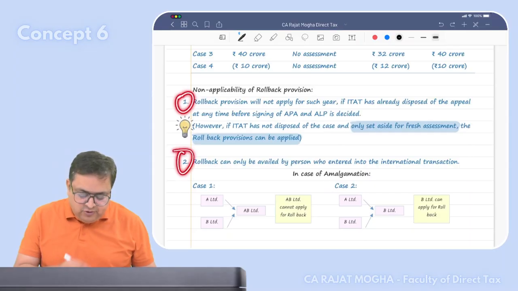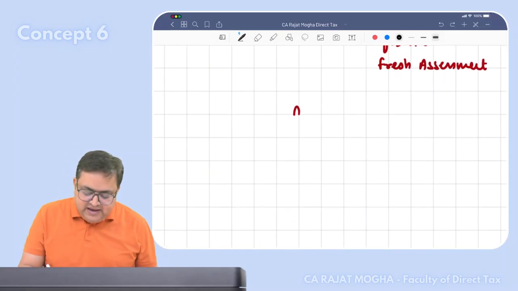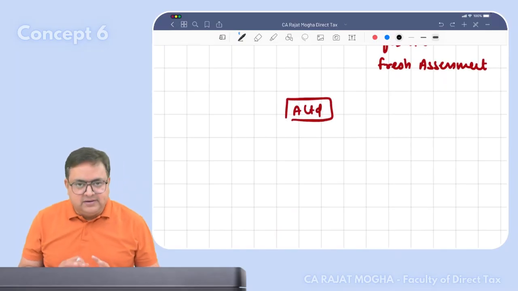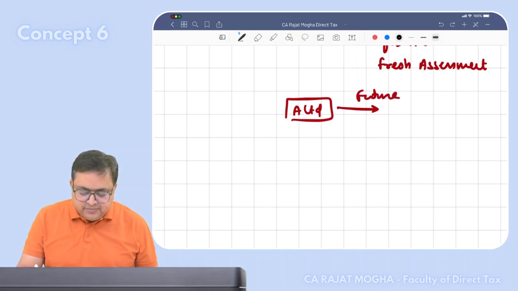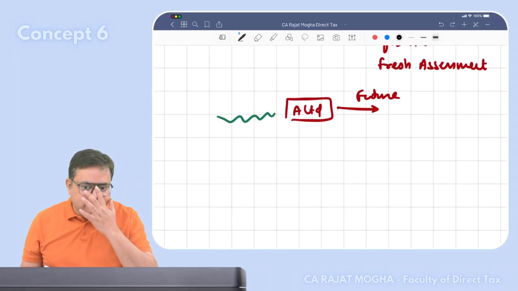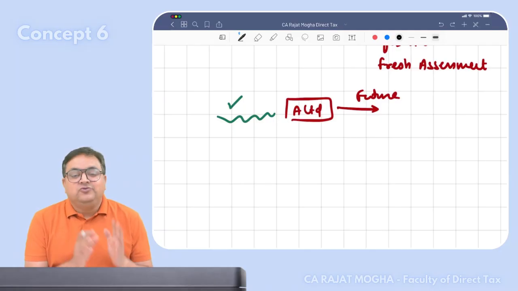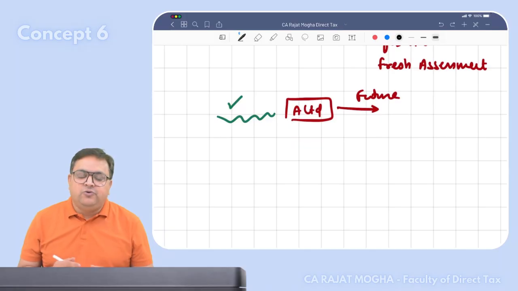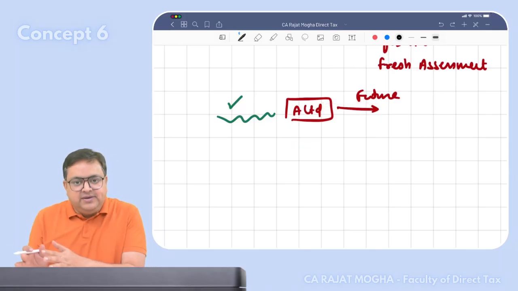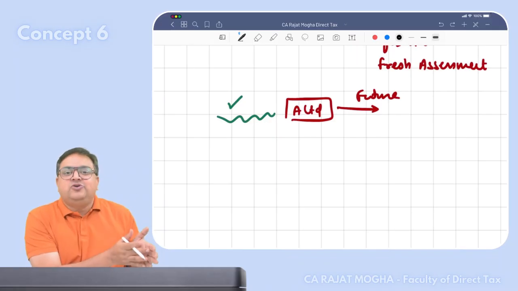Second point, when rollback is not applicable. See, let's say, for example, A Limited would like to take the rollback. First of all, they applied for APA for future years, right? And they would like to take the rollback for the last 4 years. So A Limited should be in existence in the last 4 years, right? If A Limited does not have any existence in the last 4 years, how can they apply for the rollback? They can go only for the future APA, but they cannot apply for the rollback. So it's very, very important that your existence should be there.